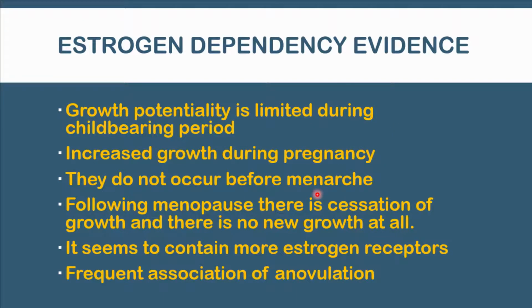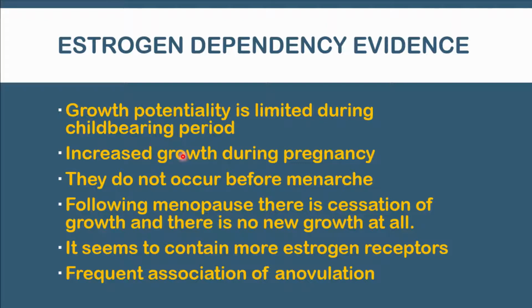Now, some of the evidence that may point us towards why we say this tumor is estrogen dependent include things like during your childbearing years, when there's a high level of estrogen, that's where you have the greatest growth potential. So meaning that after menopause, the growth stops. The second thing pointing us towards these tumors being estrogen dependent is the fact that they tend to increase during pregnancy. They may undergo certain changes, like I said. They may undergo a red degeneration during pregnancy where they become painful.